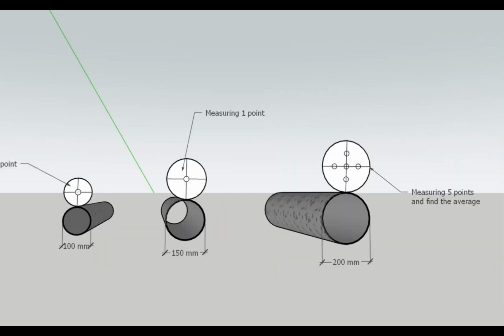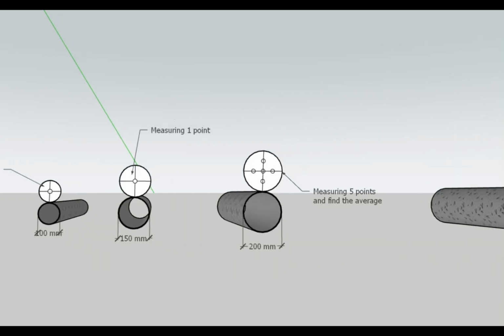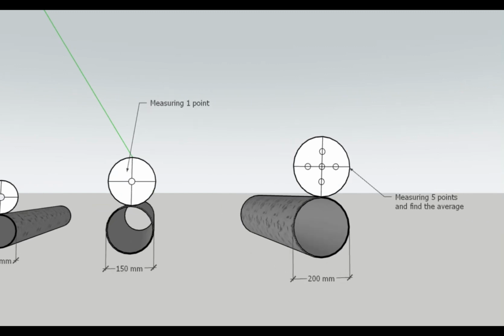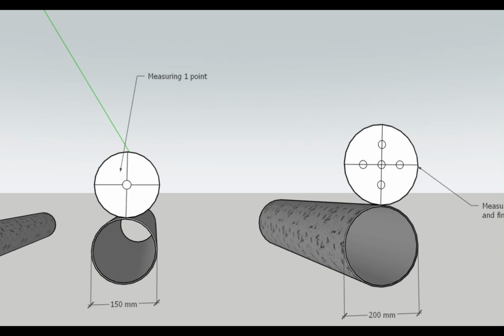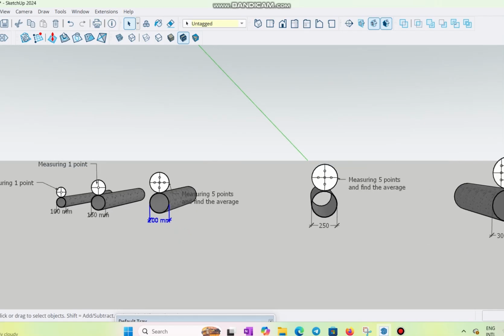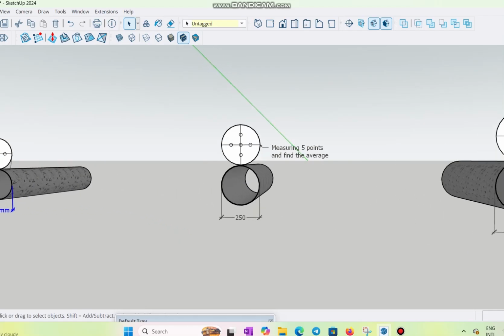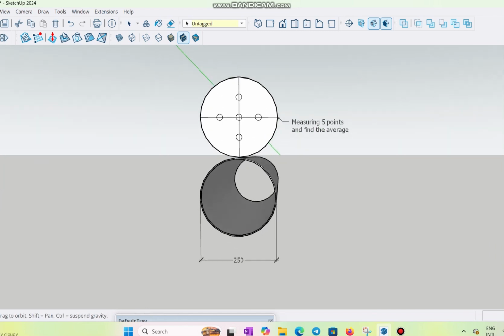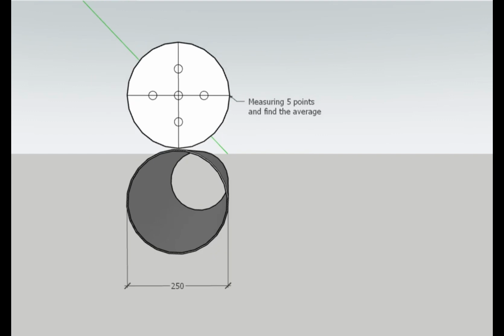For the DN 200 millimeters, we measure 5 points. After measuring, we can find the average. And the next size, 250, we also measure 5 points. It's the same as 200.